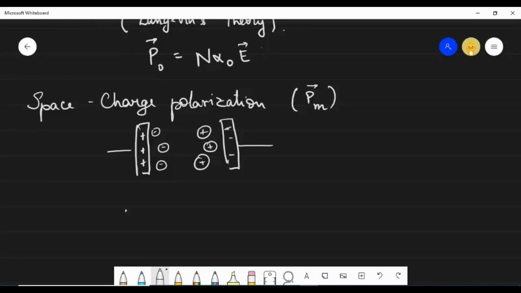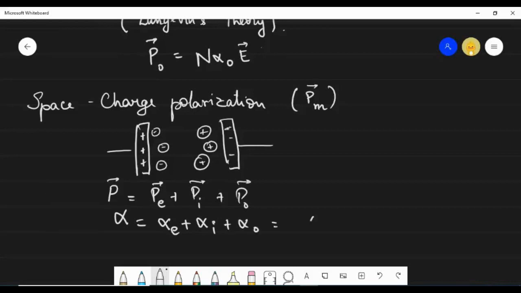Hence, the total polarization P is usually the sum of electronic polarization, ionic polarization, and orientational polarization. And the polarizability alpha is the sum of alpha E, alpha I, and alpha naught. When we substitute for these values, we have 4 pi epsilon naught r cube plus e square by omega naught square into 1 by m plus 1 by M plus mu square by 3kT.